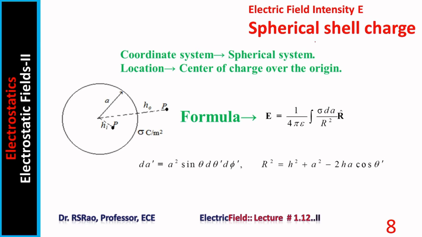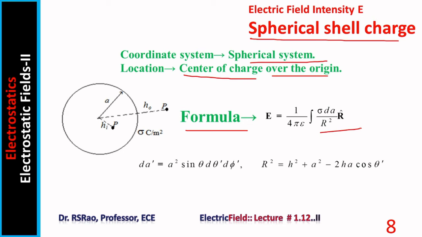The third configuration we consider is a spherical shell charge. Of course, it exhibits spherical symmetry, so the appropriate coordinate system is the spherical system. We place the center of the charge over the origin of the coordinate system. The appropriate formula is E equal to 1 by 4 pi epsilon integral sigma dA.